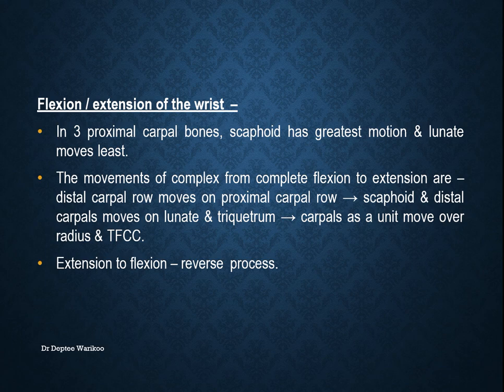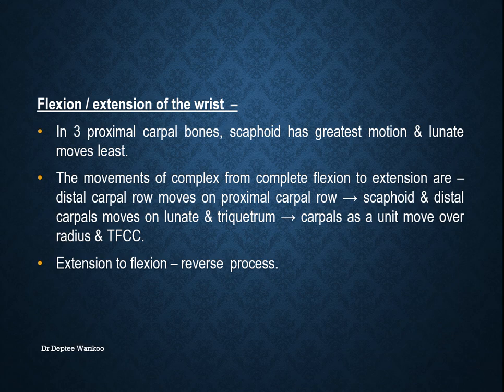So first we will discuss the flexion extension of the wrist. During flexion extension of the wrist, the scaphoid seems to show the greatest motion of the three proximal carpal bones, whereas the lunate moves the least. The movement of the complex from complete flexion to extension could be seen in three basic phases. In the first phase, the motion begins with the wrist in full flexion.